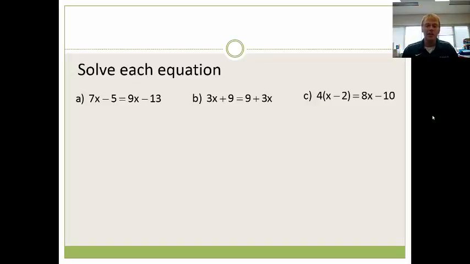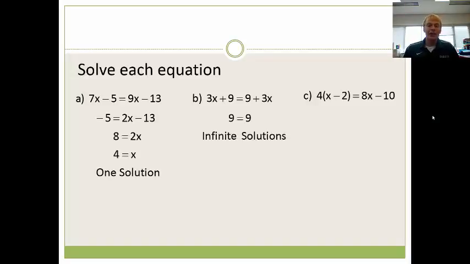Welcome back. Let's see how we did. The first equation we can see was one solution. We got x equals 4. The second equation, we ended up with 9 equals 9, which is a true statement, so it's infinite solutions because the variable terms canceled out. The third equation here is no solution because the variable terms canceled out, and -8 does not equal -10. That's false, so we have no solution there.